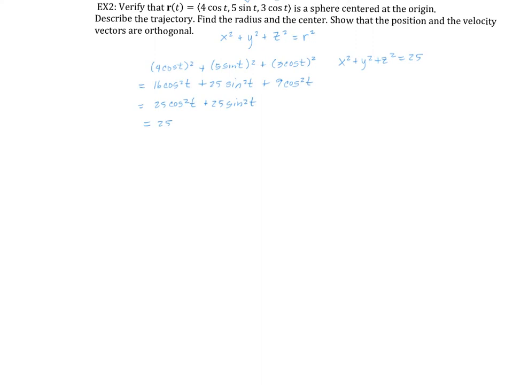So the next thing we're going to do is find the position and the velocity vectors, and then show that they're orthogonal by taking their dot product. Hopefully it'll be equal to 0. So my velocity vector is going to be equal to -4 sine t, because I'm just taking the derivative of r, 5 cosine t, and then -3 sine t.